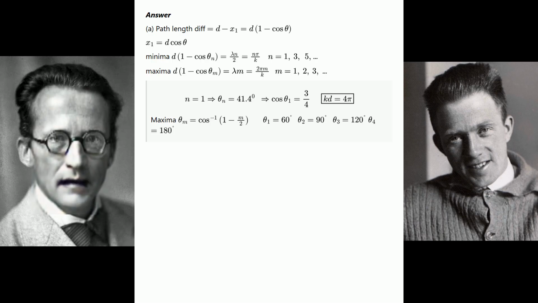n equals 1 gives theta sub n equals 41.4 degrees, giving the cosine of theta sub 1 equals 3/4, and kd equals 4 pi. Maxima: theta sub m equals the inverse cosine of 1 minus m over 2. Theta sub 1 equals 60 degrees, theta sub 2 equals 90 degrees, theta sub 3 equals 120 degrees, theta sub 4 equals 180 degrees.